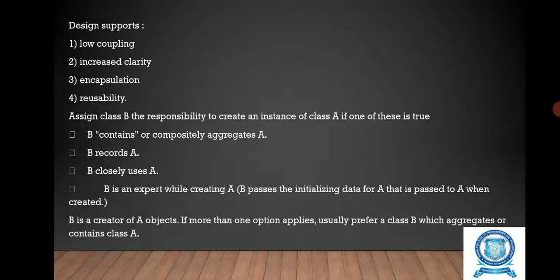First, let us assign class B the responsibility to create an instance of class A. If one of these is true, then B contains or compositely aggregates A, B records A, B closely uses A, B is an expert while using A, or B has the initializing data for A that is passed to A when it is created. Then B is a creator of A objects. If more than one option applies, usually it prefers a class B which aggregates or contains class A.